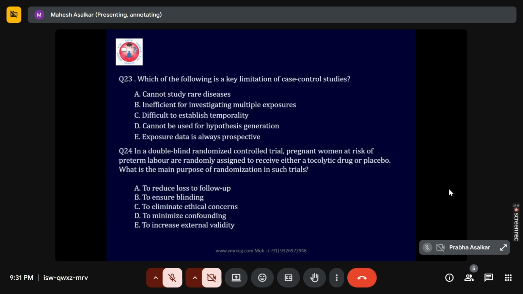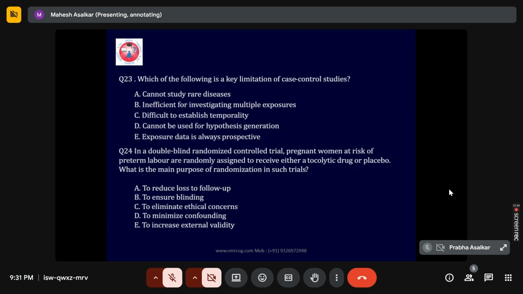Next. Question 23. Which of the following is a key limitation of case control studies? Option A, cannot study rare diseases. Option B, inefficient for investigating multiple exposures. Option C, difficult to establish temporality. Option D, cannot be used for hypothesis generation. Option E, exposure data is always prospective. Sir, A, cannot study rare diseases. Okay, next question.